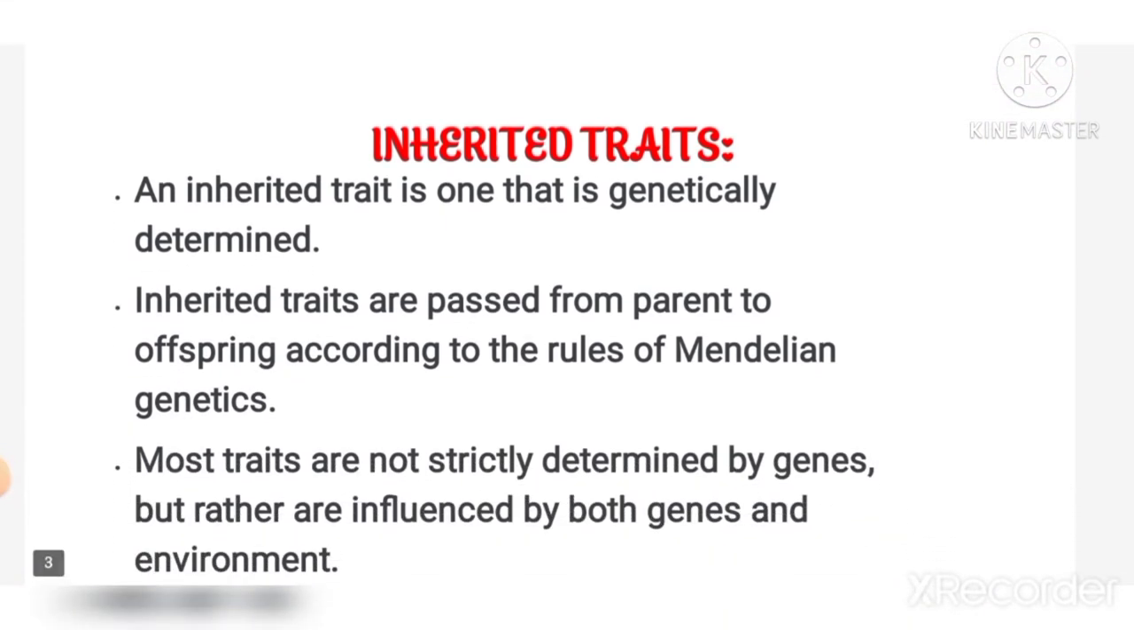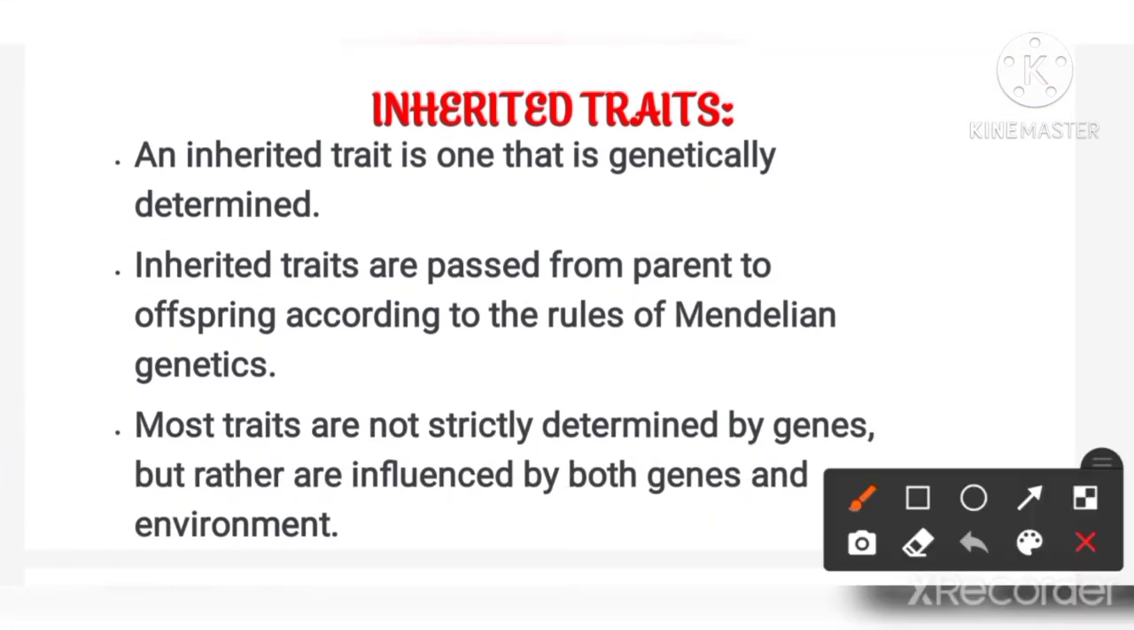Next we have inherited trait. So what is an inherited trait? An inherited trait is one that is genetically determined. Genetically determined means it is determined through genes. Inherited traits are passed from parents to offspring according to Mendelian genetics. So in these two points, the first one is that the inherited trait is nothing but genetically determined. Whatever genes are passing from parents to offspring, that is it. Next is, on what basis is it being transferred or identified? That is based on Mendelian genetics.